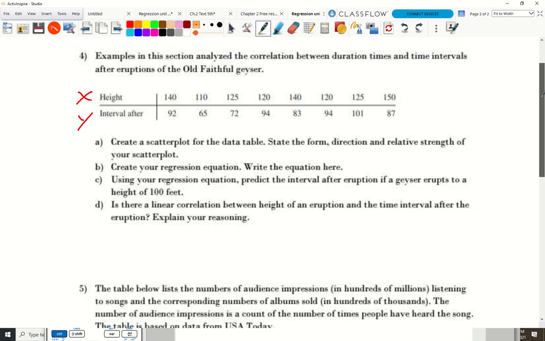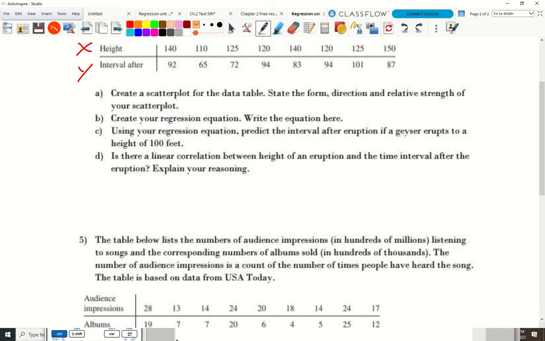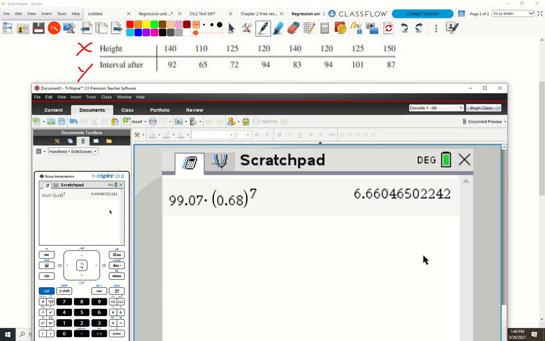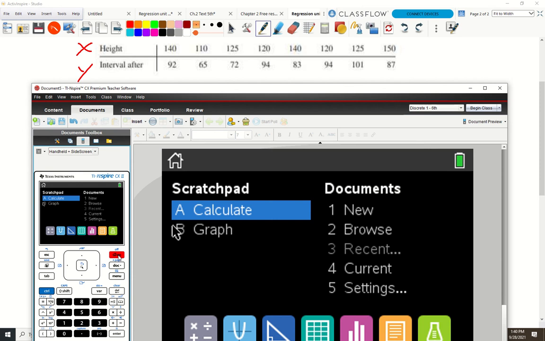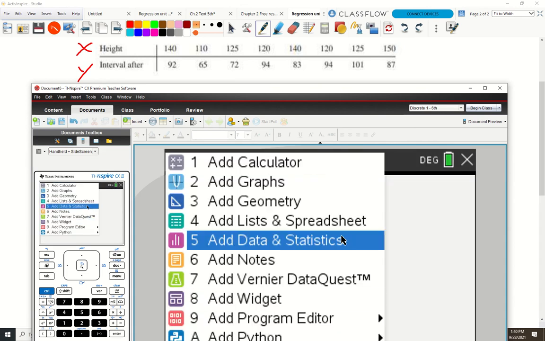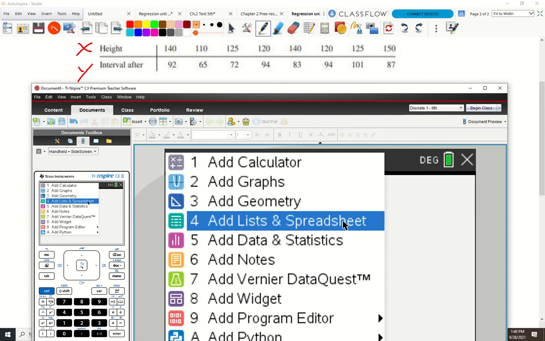So let's see if I could actually put 2 on the screen. There you go. Okay. So I'm trying not to cover it because you have this in front of you too. So on this one right here, I am going to hit home, and then we go new document because you don't want to have that old stuff in there. New document. Do you want to save? No. List and spreadsheet for those people that are actually writing stuff down.